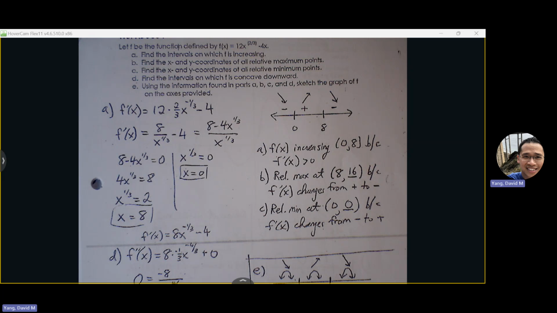Set the numerator equal to 0. Set the denominator equal to 0. I'll get 0 and 8. So test -1, test 1, test 9. I see my graph is decreasing to a relative min at 0, increasing to a relative max at 8, decreasing after that.